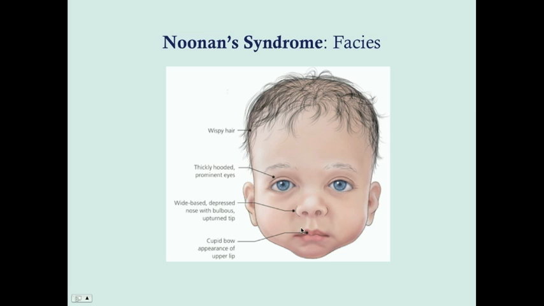So this is an illustration of a child with the typical Noonan's facies. Wispy hair, I didn't really bring that up because it's rather non-specific, but the wispy hair tends to be a little curlier too. That's something that you can see. Thickly hooded, prominent eyes, and the palpebral fissures are downwardly turned. Then they can have a nose that curves upwards, and what they call a cupid's bow appearance of the upper lip. Those are some other facial features, but also notably these low set ears.